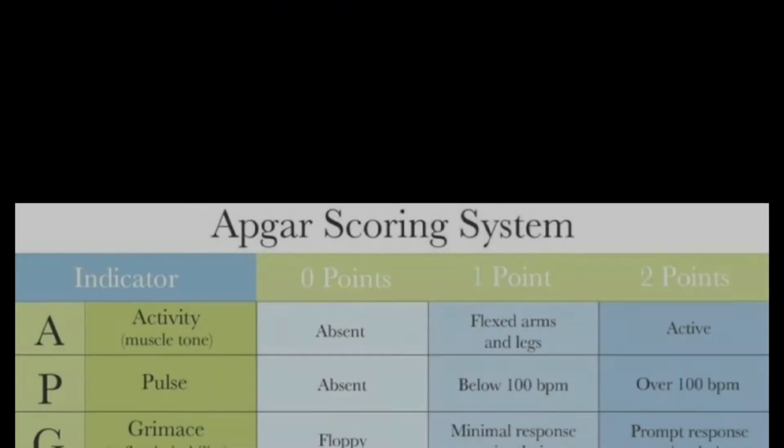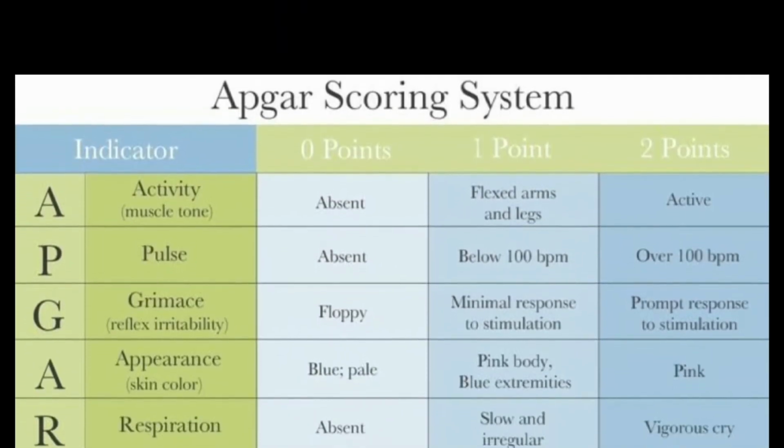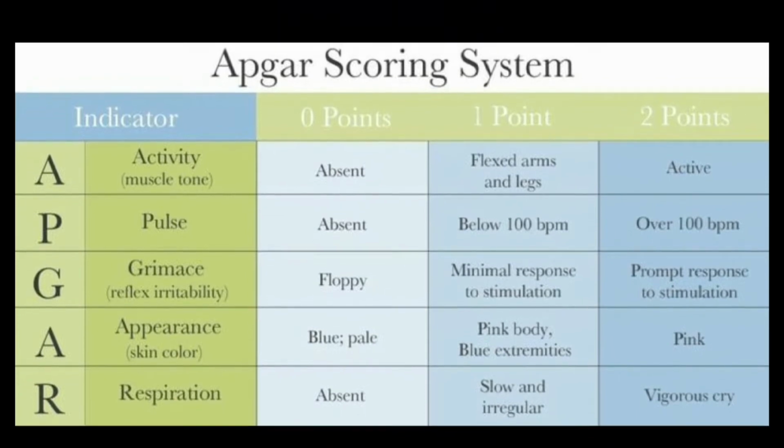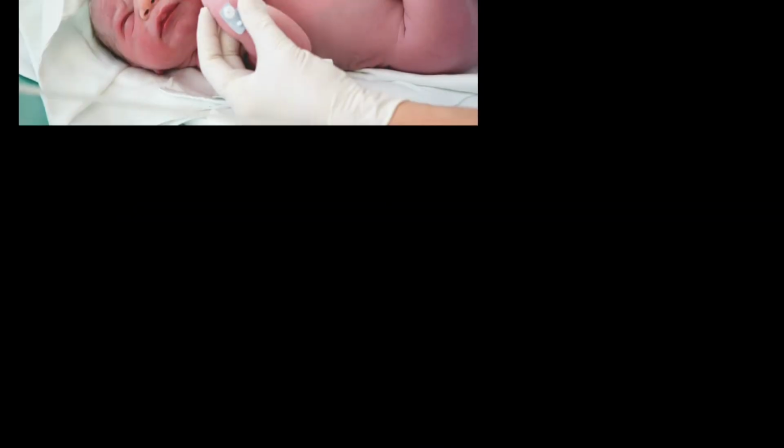So this is how the Apgar scoring system looks like. Each point defines the abnormalities or the findings about the baby, such as in their activity or muscle tone, pulse, grimace, appearance, and respiration. And with the assessment that we conducted earlier, the total point is 10, which is excellent.